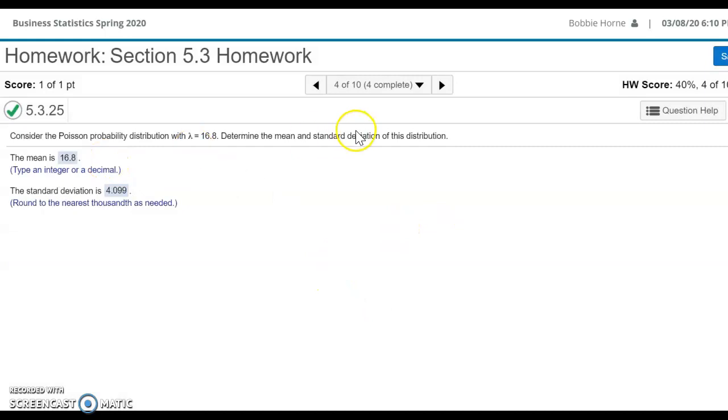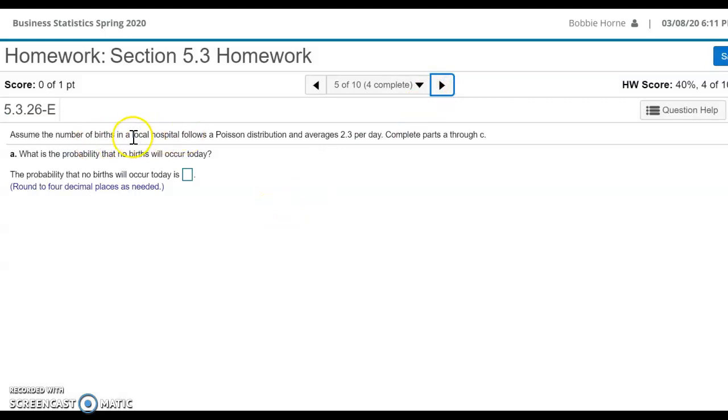Okay, for number 4, to find the mean of a Poisson, the mean is given to you here. And then the standard deviation, the variance will be the same as the mean. So the variance is 16.8 as well. So the standard deviation would be the square root of the variance or the square root of the mean. So it would be 4.099.